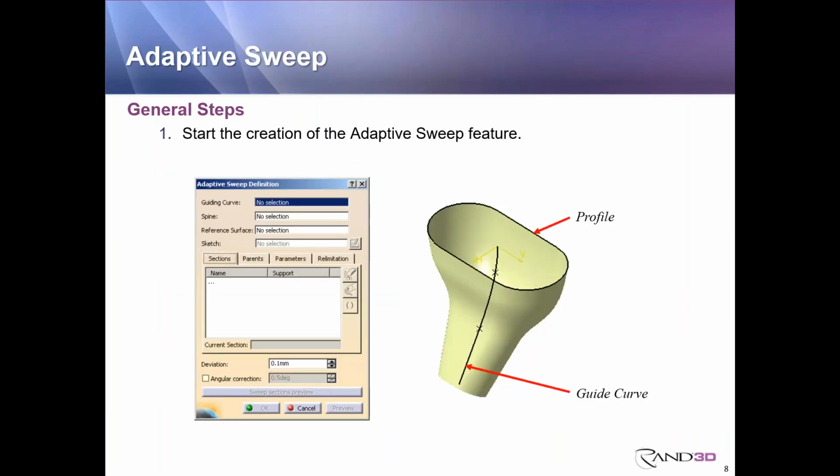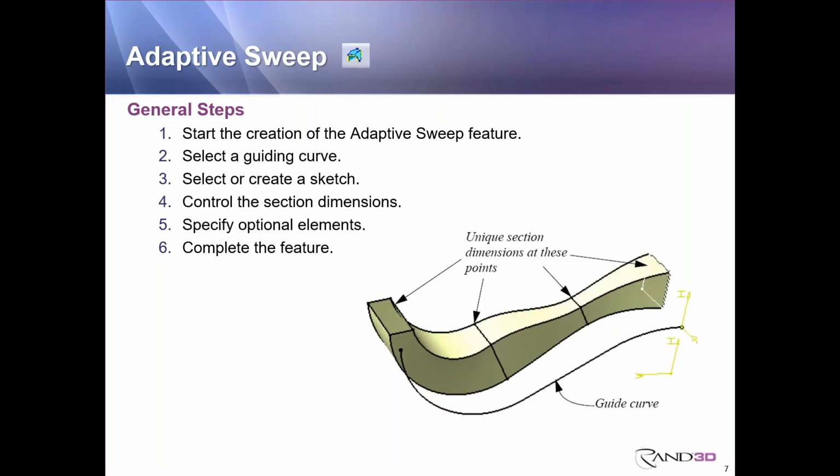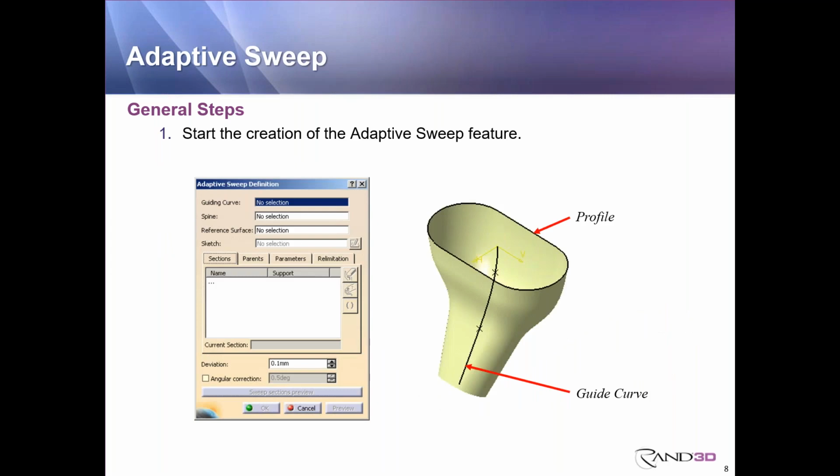This is the dialog box that pops up after clicking the icon. So going back to the summary real quick, you can see that you will need a curve that will be your guide curve. You can either select or create, like I said before, the profile that's going to follow that curve. And then you have the ability to define at different point locations across the guide curve unique sections using that user section tool. Again, this is the interface that pops up when you're in the process of creating an adaptive sweep feature. And I'll show a few of them a little bit later.